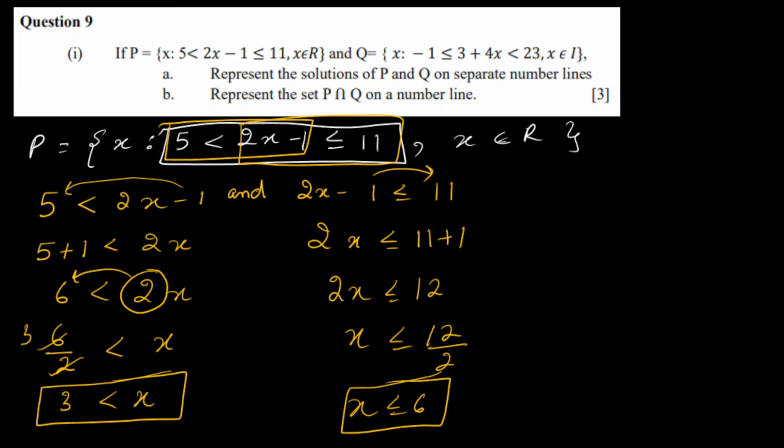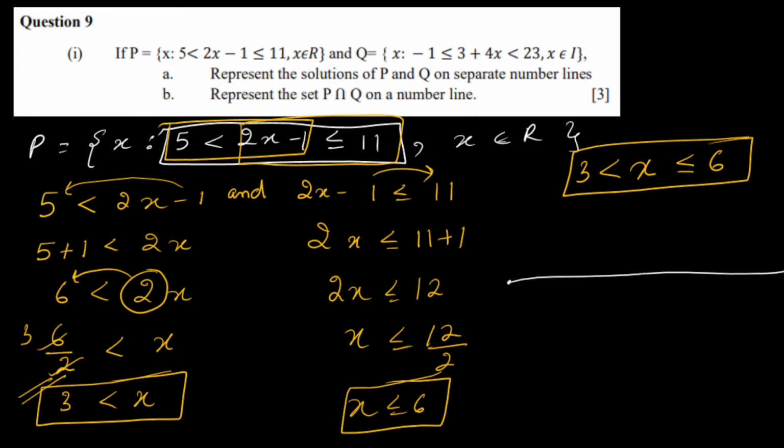So is it correct? If I combine both, what will I get? Yes, if I combine both, see, from the first inequality I am getting x is greater than 3, and from the second one I am getting x is less than or equal to 6. So this is what I got. Now we have to draw the number line. Here itself I'll do it because it's mentioned separate number lines.